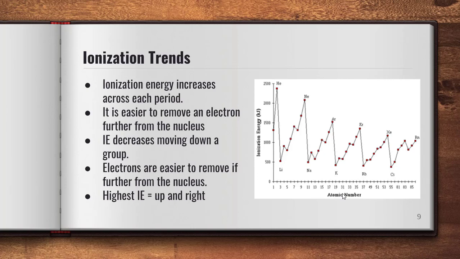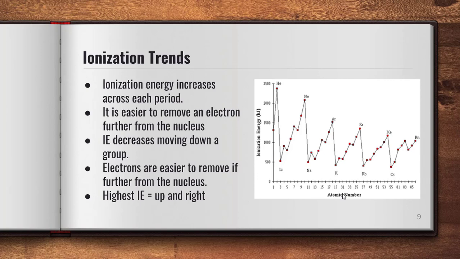Electrons, again, are easy to remove if they're further from the nucleus. So if you remember, the atomic radius gets bigger as we go down a group, which means that it's easier to remove an electron. So for example, if we look at the valleys of all the graphs where we have lithium, sodium, potassium, rubidium, cesium, the ionization energy of cesium is very low. That means that it's very easy to remove that electron. Whereas if we get to lithium, it's still easy to remove, but not as easy as cesium, because the atomic radius of cesium is larger.